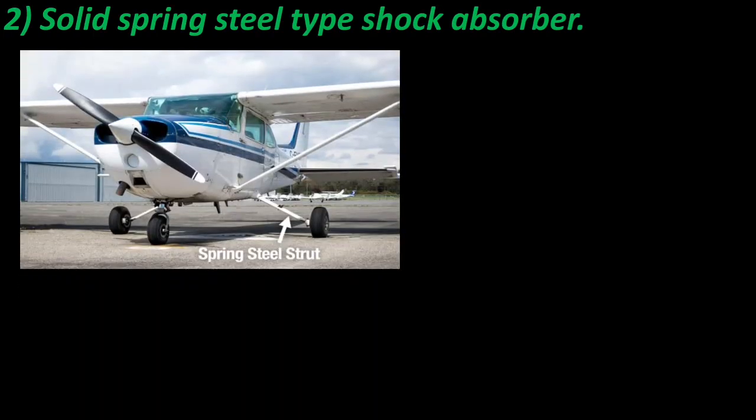The next one is the solid spring steel type shock absorber. As you can see in this picture, there is a Cessna aircraft with a spring steel strut. So the solid spring arrangement uses a solid but flexible strut which connects the wheel arrangement to the fuselage, as you can see in the picture. This strut is mounted at a lateral angle to enable some vertical displacement of the aircraft through bending in the strut, thus enabling shock absorption.